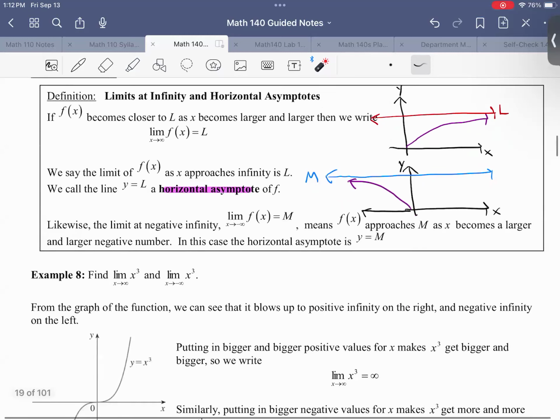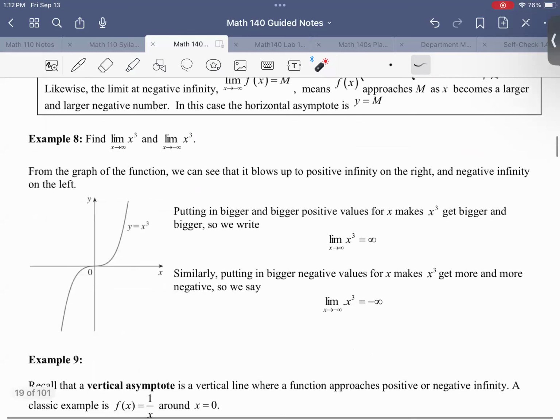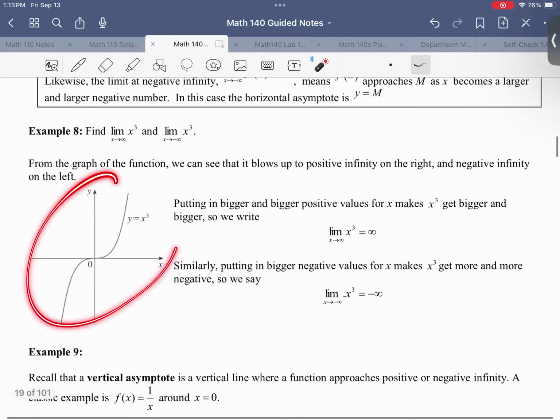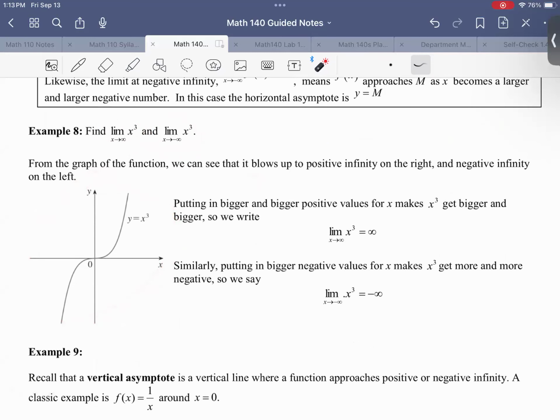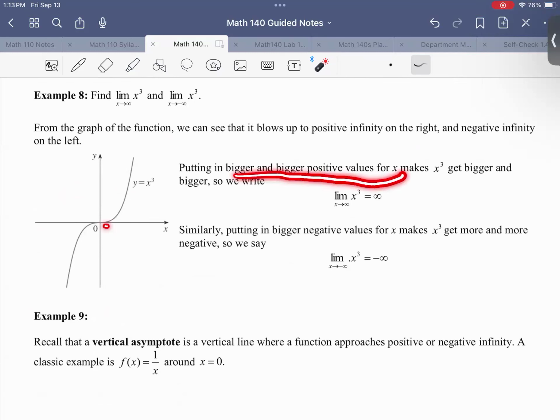Now that we have that down, let's check out some examples. Find the limit of x cubed as x goes to positive infinity and the limit of x cubed as x goes to negative infinity. Luckily it's graphed here. From the graph of the function, we see that it blows up to positive infinity on the right and negative infinity on the left. So that means if we get bigger and bigger values for x, going this way, we go up to infinity. So we'd write the limit as x goes to infinity equals infinity.